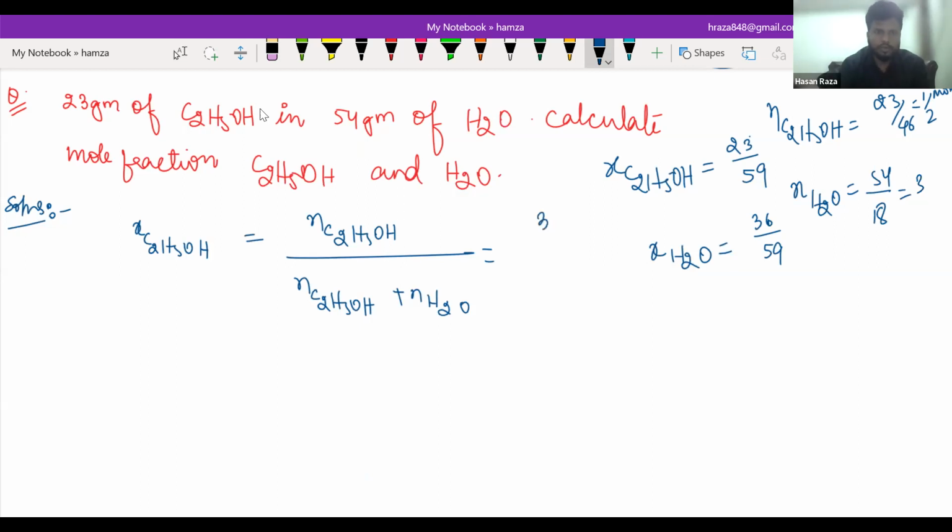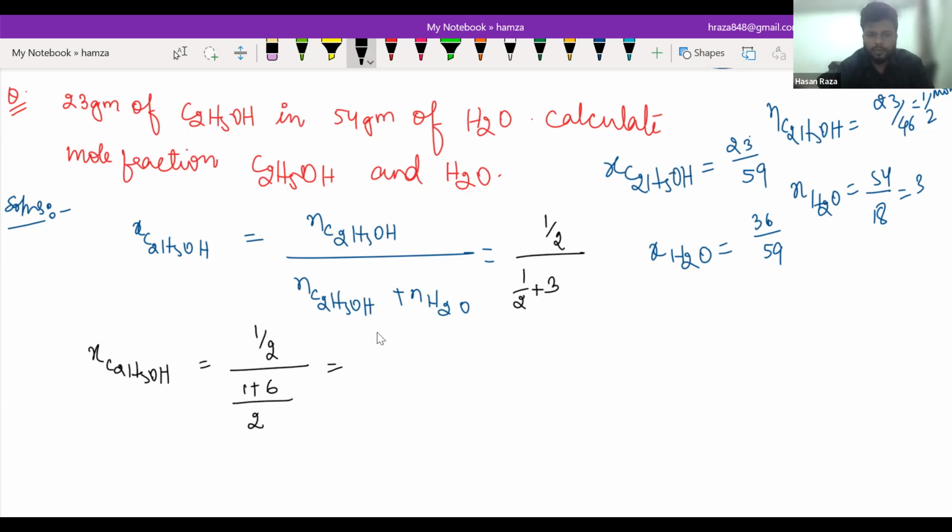So I'm just going to put the values here and you can easily calculate it. Mole fraction of C2H5OH will be 1/2 upon 1/2 plus 3. That will be equal to half upon, taking LCM 2, 1 plus 2 times 3 is 6. So it will be 1 by 2 upon 7 by 2. It will be 1 by 2 into 2 by 7. The answer is 1 by 7 basically.